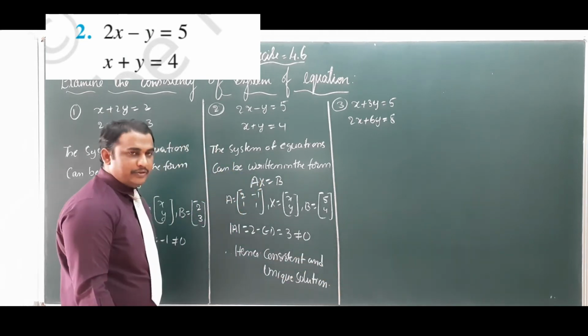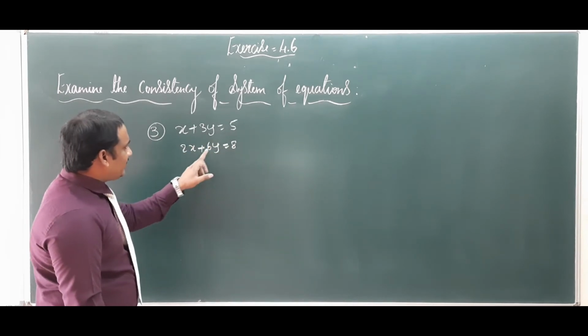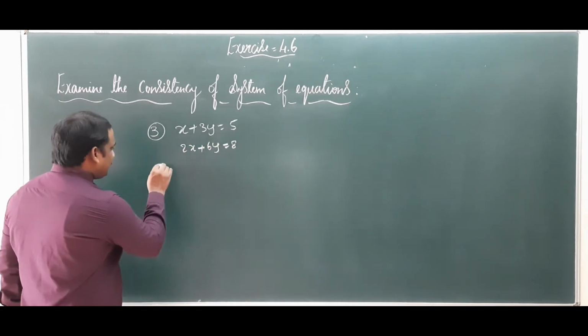Hence consistent and unique solution. Next, question number 3. x plus 3y equal to 5, 2x plus 6y equal to 8. First step, what you have to write?